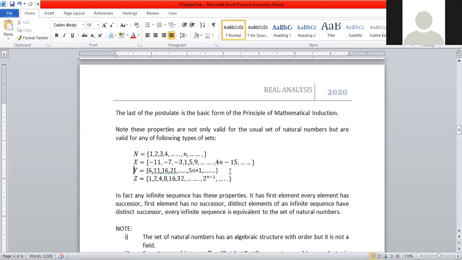ठीक है, नेचुरल नंबर्स में कितने एलिमेंट्स हैं? Infinite. सेट Y में कितने एलिमेंट्स हैं?